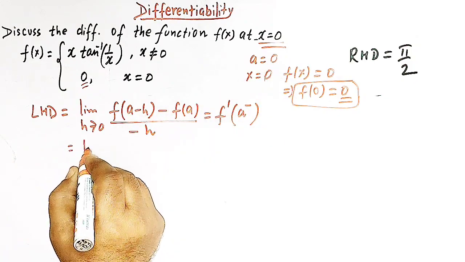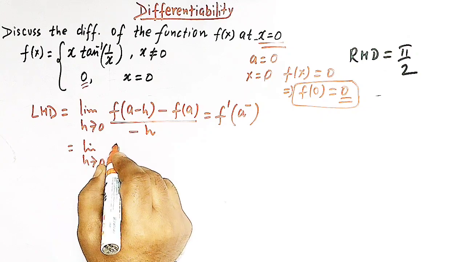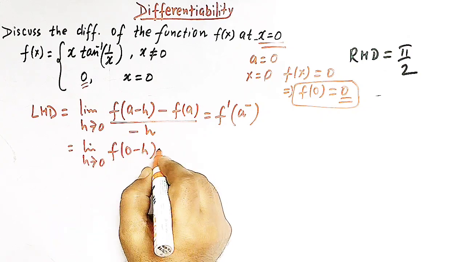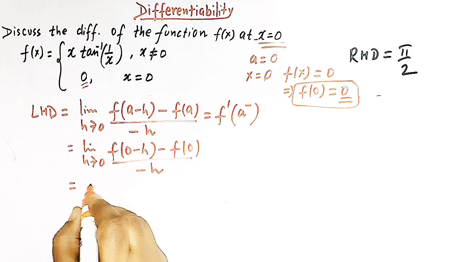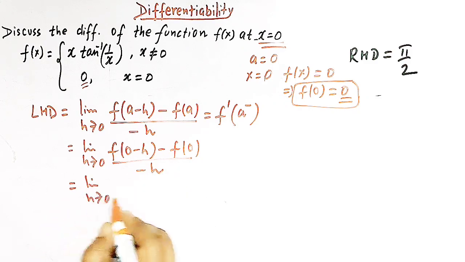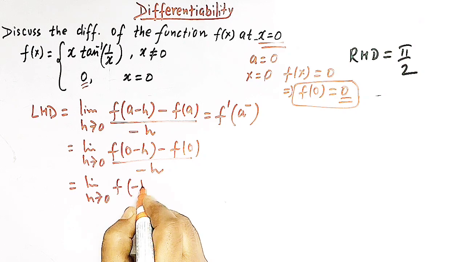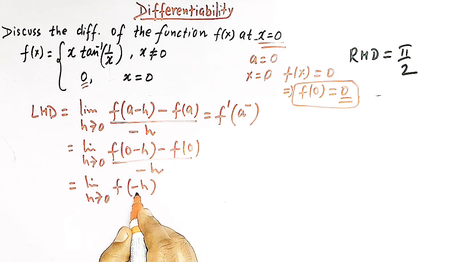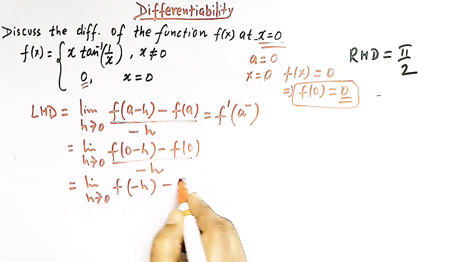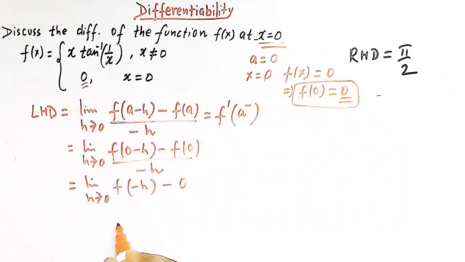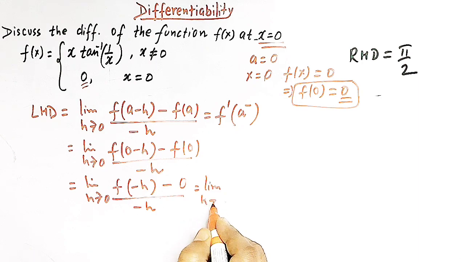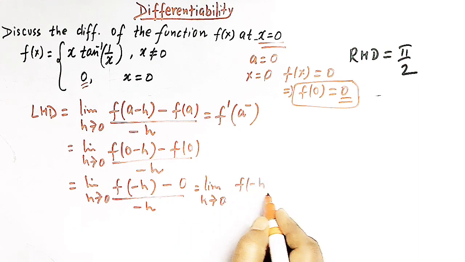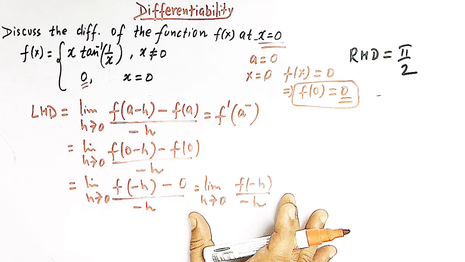So we have now the limit h tends to 0, f of 0 minus h minus f of 0 divided by minus h. So this is limit h tends to 0, and we have f of minus h. 0 minus h is minus h. F of 0 is 0, and here we have minus h. So this is limit h tends to 0, f of minus h over minus h. So now we have to evaluate this limit.